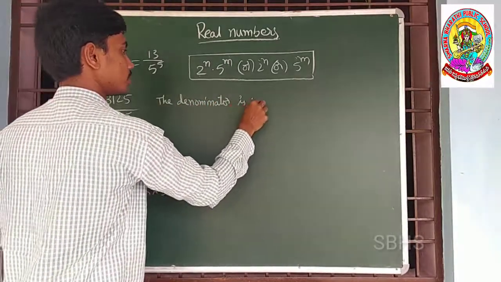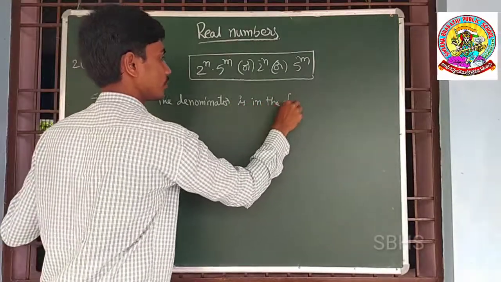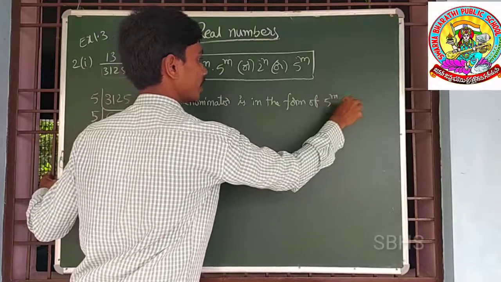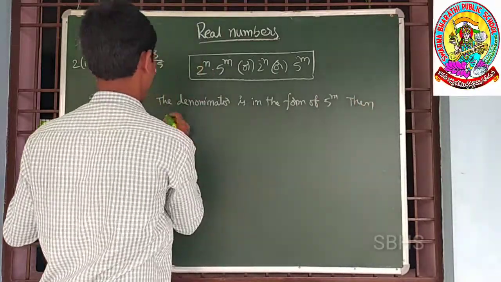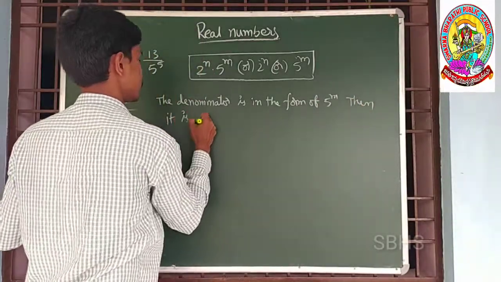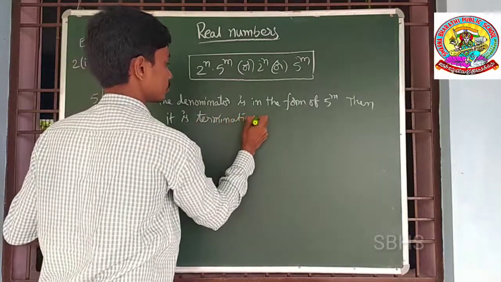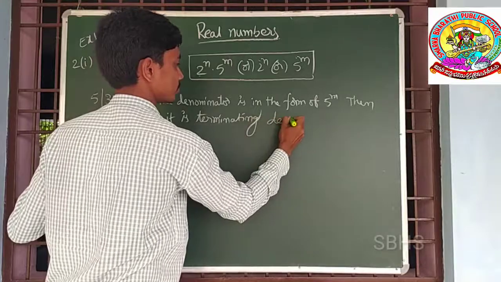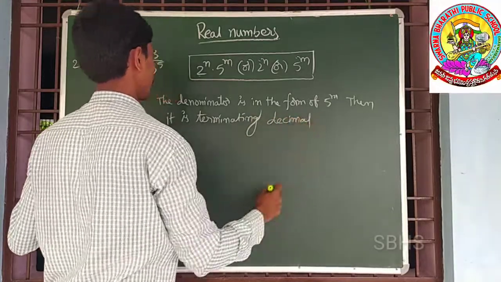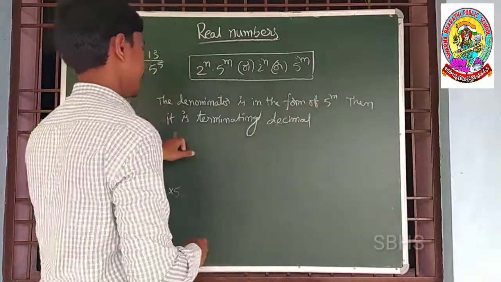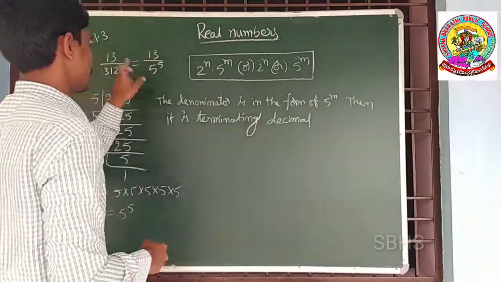The denominator is in the form of 5 power m, then it is a terminating decimal.